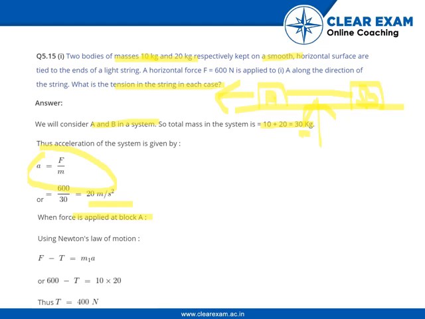When the force is applied to block A, using Newton's law of motion, we can find that force minus the tension in the string is equal to mass of A times acceleration. Therefore, we get the force as 600 newtons, as given in the question, minus the tension is equal to mass of A times acceleration of the whole system. Therefore, the tension comes out as 400 newtons.